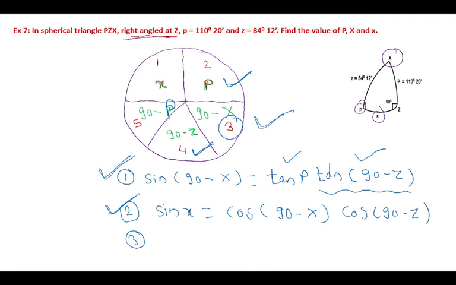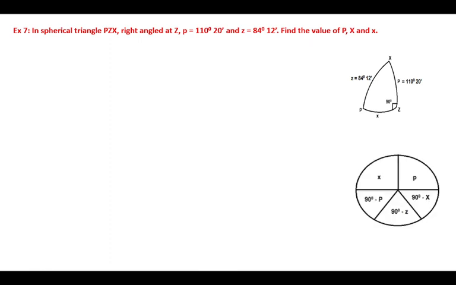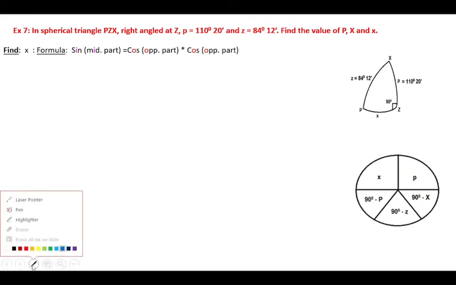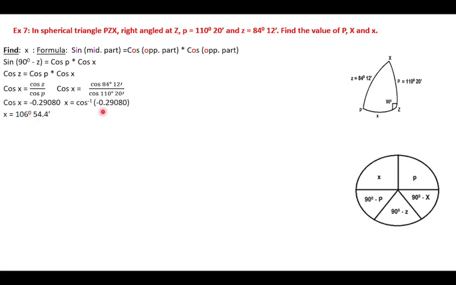So let me show a solution step by step here. Here is the Napier circle. For this Napier circle, the first rule that you can see is sine of middle part is equal to the product of cos of opposites. So sine of 90 minus z is cos of these two, small p and small x. And you will observe you get a cos inverse. Cos inverse of this number is 106 degrees 54.4 minutes.